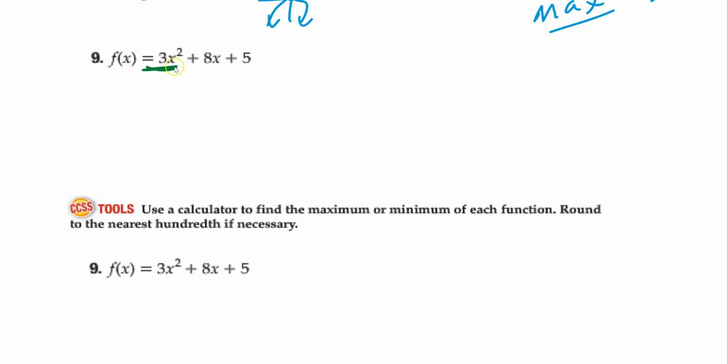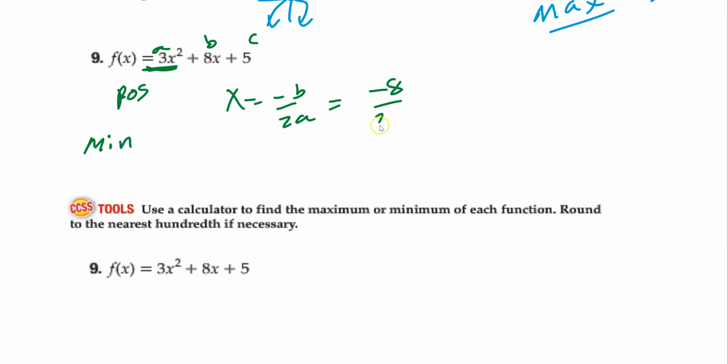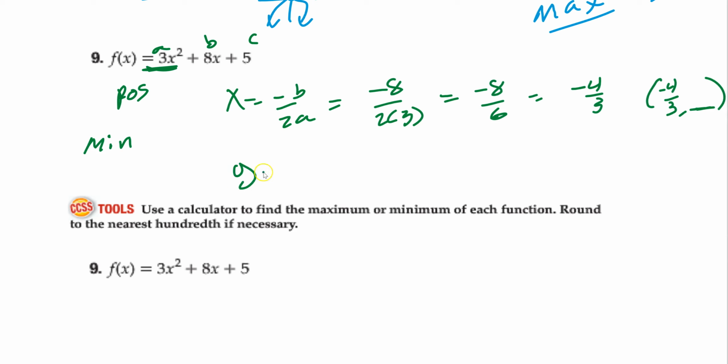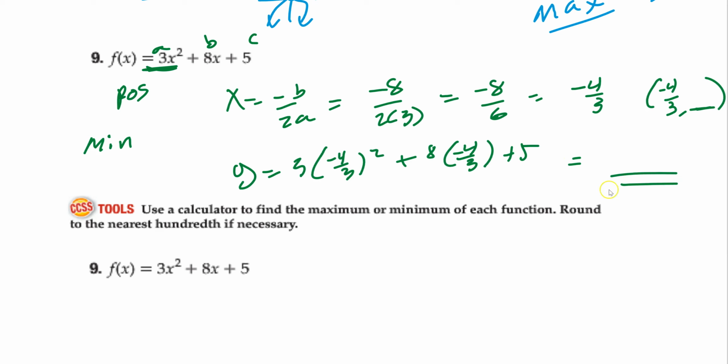Same idea. Oh, it's positive, so it's a min. So we've got to find the vertex now. x equals negative b over 2a. This is my a, this is my b, this is my c. So I get negative 8 over 2 times 3, and I get negative 8 over 6. Oh, how lovely. So that's the x of my vertex. That's where it happens. I want the actual min, so I need the y value. I've got to plug that in. So it's going to be y equals 3 times negative 4/3 squared plus 8 times negative 4/3 plus 5. Get all that, and that is your min.